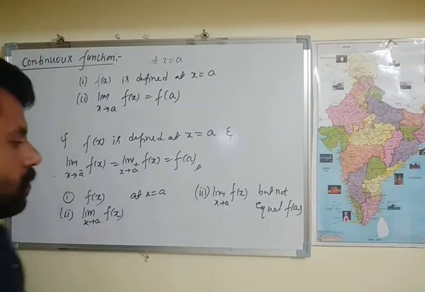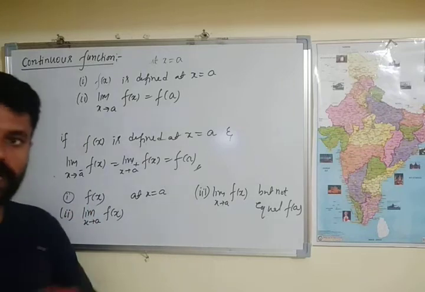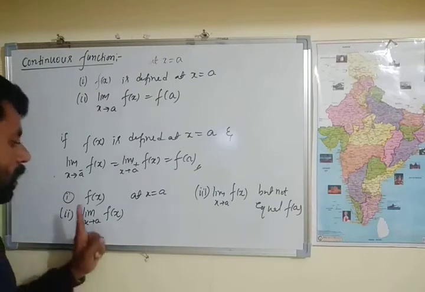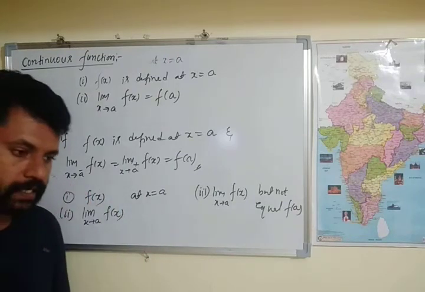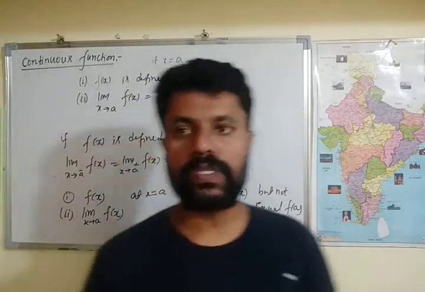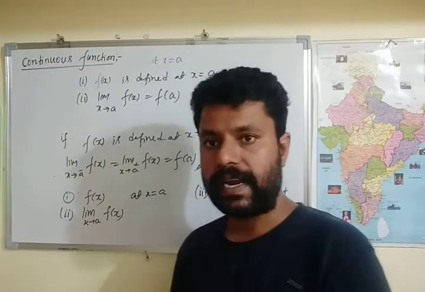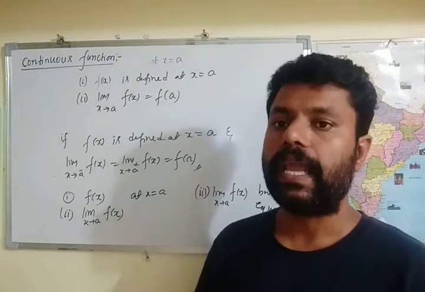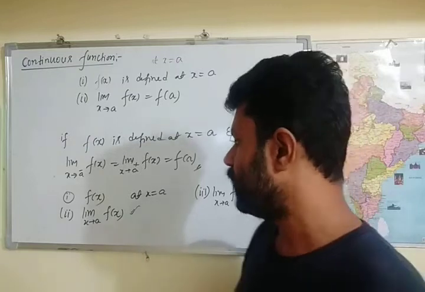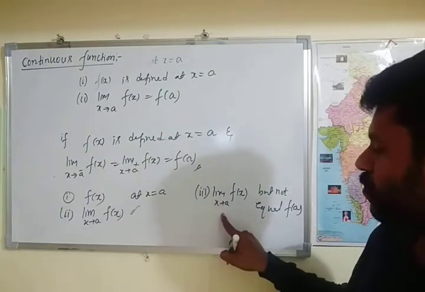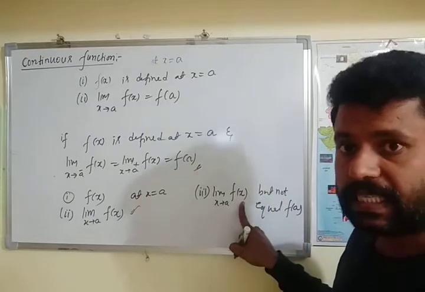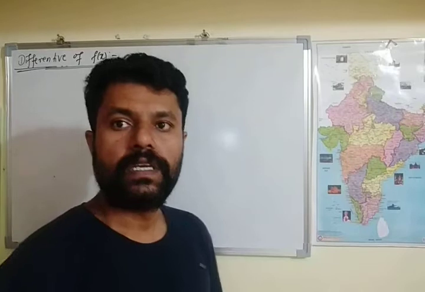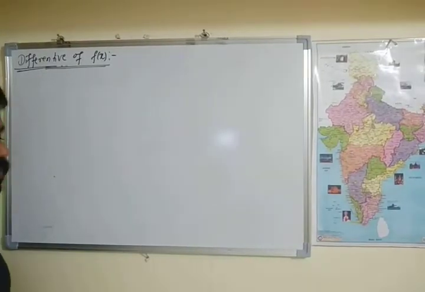Here arise three cases. First one, f of x is not defined at x is equal to a. Next, limit x tends to a, f of x does not exist. Does not exist means the left hand limit and right hand limit exist but are not equal. That is second case. Next, third case, limit x tends to a, f of x exists but not equal to f of a.